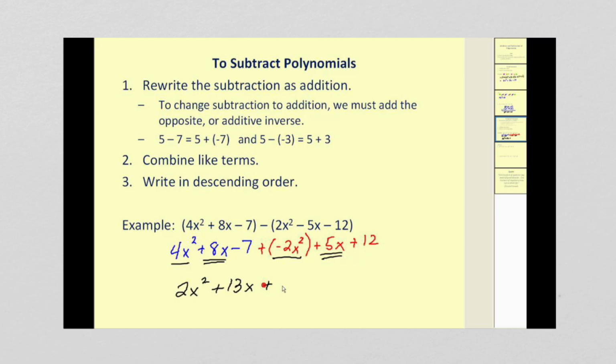When you're subtracting polynomials, you have to worry about the negative sign that's between these two right here. So this would become negative 2x squared plus 5x plus 12. And then once you do that, you can combine things that are alike. You have the 4x squared and you have the negative 2x squared, which gives you 2x squared, and so on.